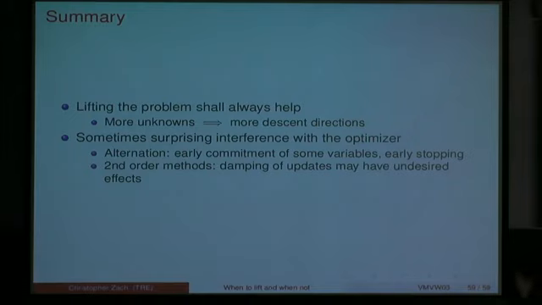So if you do alternation, be careful that it could lead to too early commitment of certain variables, and you cannot escape certain bad solutions. So there's one pitfall. And with second order methods, second order trust region methods, there might be some, let's say, surprising interactions between the trust region parameter and your problem structure, such that it prevents you from updating in the right direction.